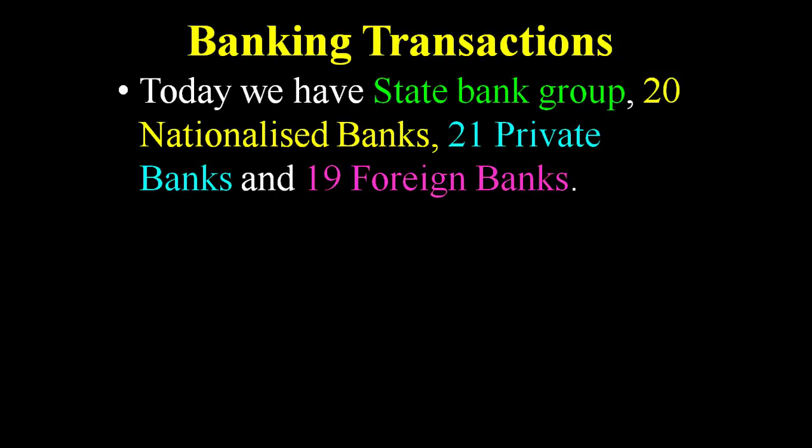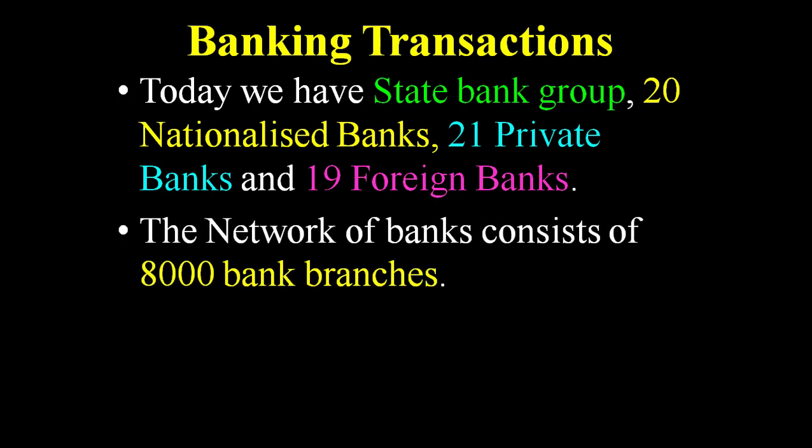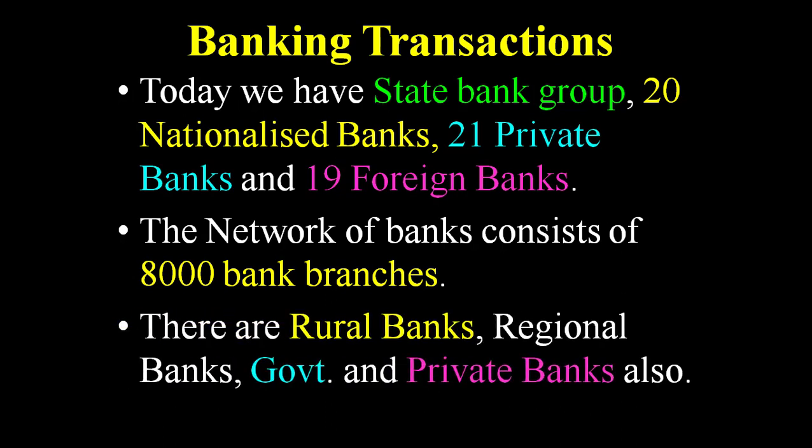Today we have the State Bank Group, 20 nationalized banks, 21 private banks and 19 foreign banks. In that, the network of banks consists of 8,000 bank branches. There are rural banks, regional banks, and government and private banks also working in our India. So this is the concept of banking transactions.